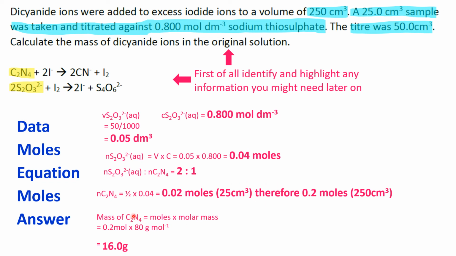So adding up the molar mass of C2N4 gives you 80 grams per mole. So 0.2 times 80 gives you 16.